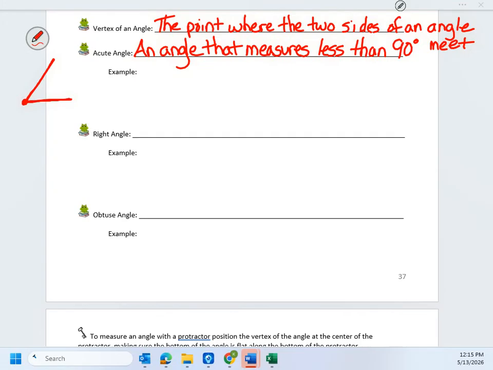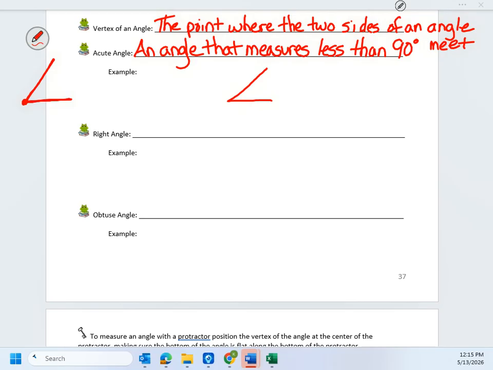So when I look at my hand, when my thumb goes straight out and my pointer finger goes straight up, that would be a right angle. Acute angles are smaller than it. So an example, a right angle is straight up, straight across. So an acute angle is any angle that is smaller than 90 degrees, smaller than that straight up and straight across.